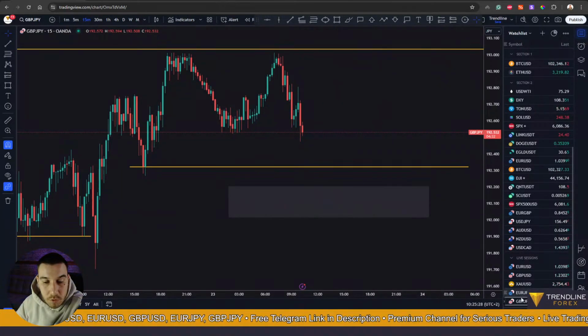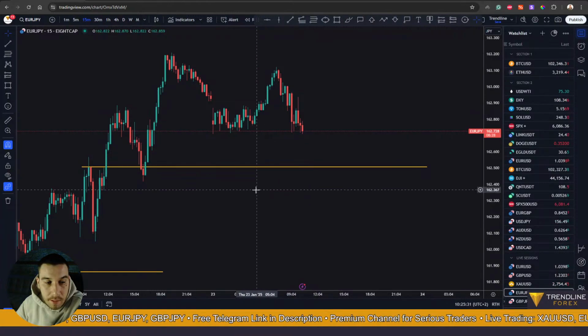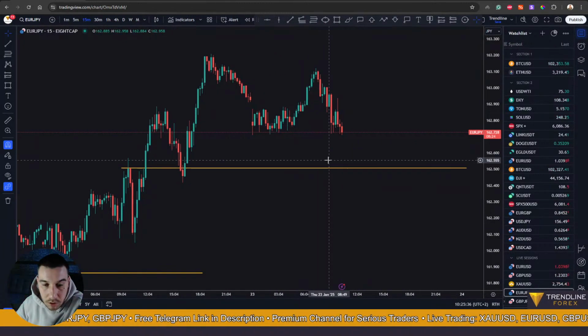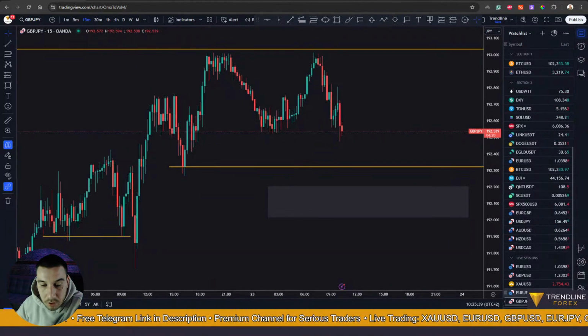Now, if that happens, we're probably going to have a retest on the previous low here on EJ as well. So if you prefer EJ than GJ, then obviously very similar setup to what we have on pound yen.